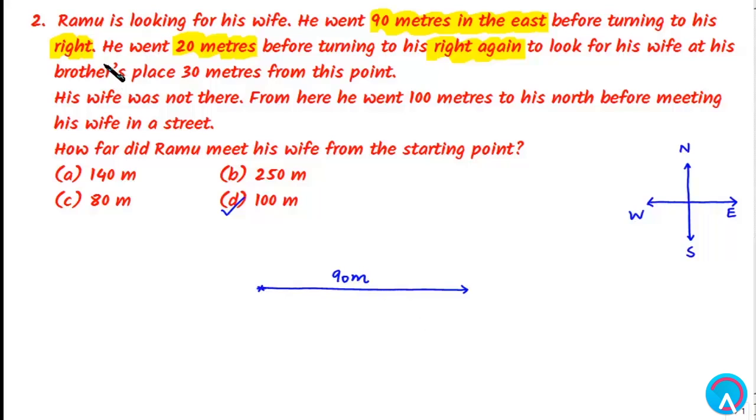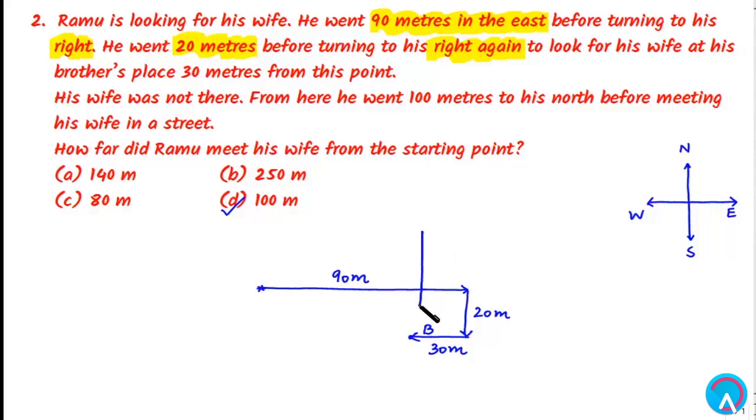After that he turns right and moves 20 meters. So from here right side will be this side. So he's turning towards right and moving 20 meters. Then after that he turns to right again to look for his wife at his brother's place. So according to the question here, he turns right once again, and this time he's moving 30 meters. And this point according to the question is the brother's house. And after this it is given that he couldn't find his wife here. So from here he moved 100 meters to north before meeting his wife in the street.